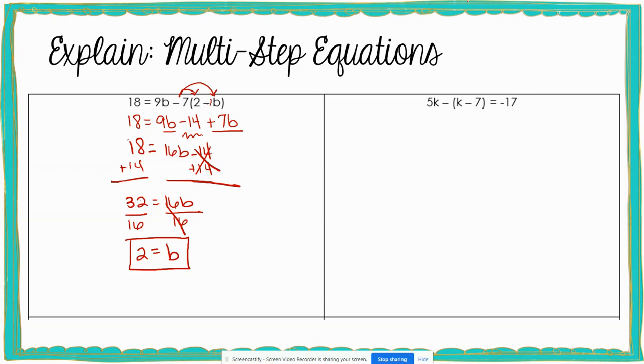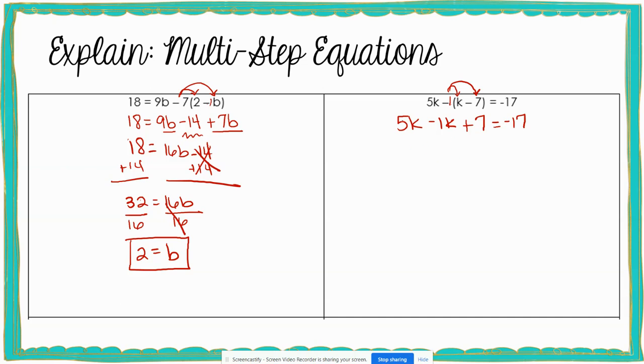Now on this problem, it looks like there's nothing to do, but actually I do still need to distribute something. Just because I don't see anything here doesn't mean that nothing exists. There is actually an invisible 1 here. So I haven't done anything with 5k, so I'm going to rewrite that. But I do need to distribute this invisible negative 1 into my parentheses. Well, negative 1 times k is negative 1k, and negative 1 times negative 7 is positive 7, so I'm going to write plus 7. And then all of this equals negative 17.